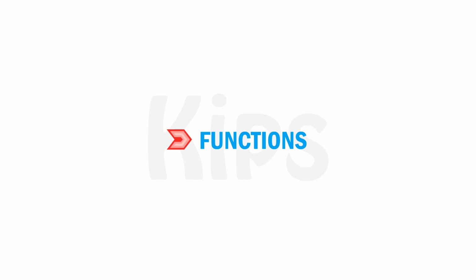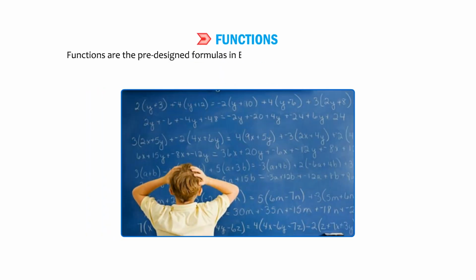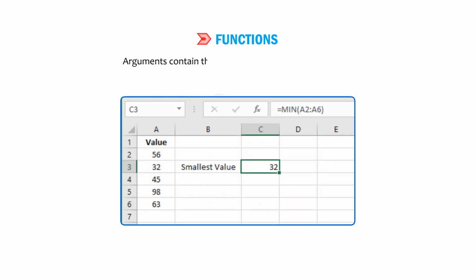Alright, now let us understand about functions. Functions are the pre-designed formulas in Excel to perform both simple and complex calculations. Functions save time and eliminate the chance to write wrong formulas. They accept arguments and return values. Arguments contain the information you want to calculate. Arguments are the input values to functions.